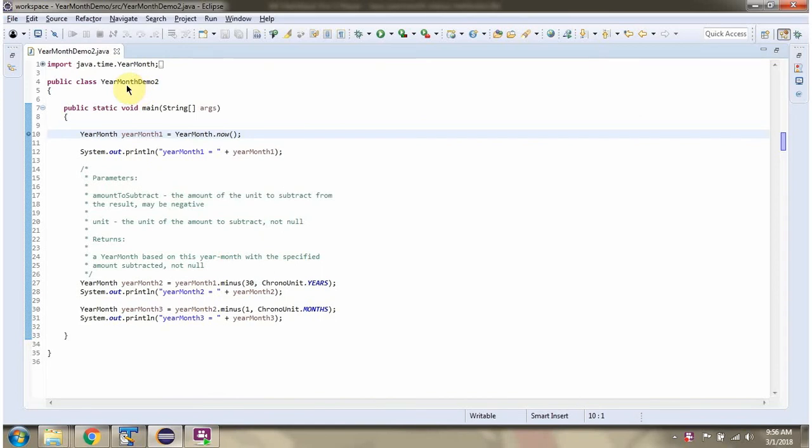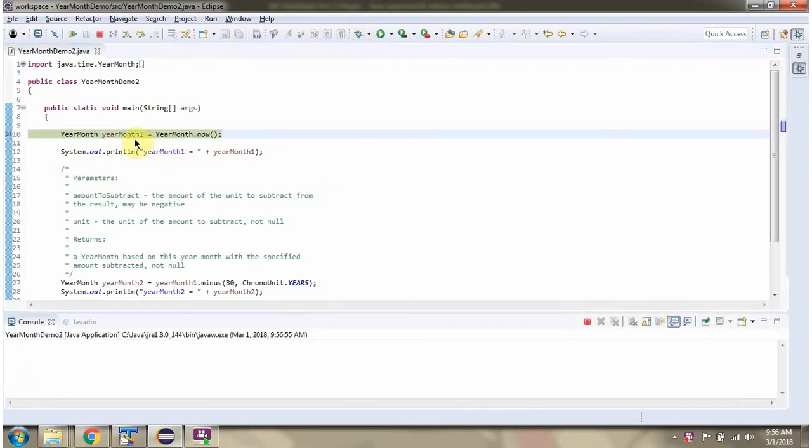Here I have defined the class YearMonthDemo2. I am running this program in debug mode. Here I have created a YearMonth object.